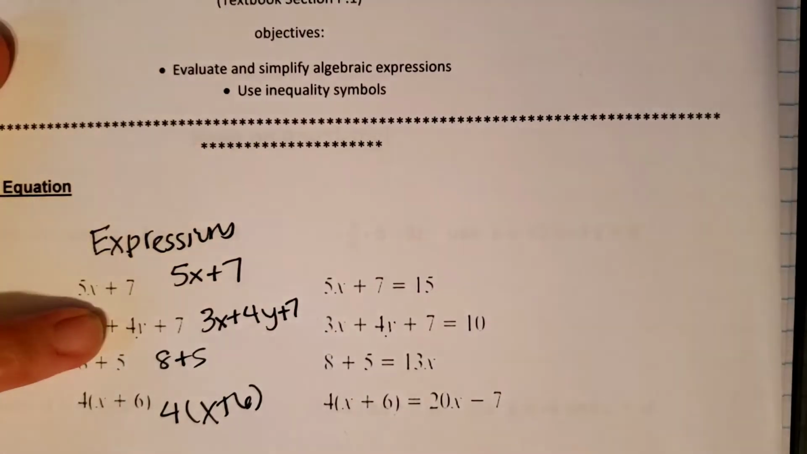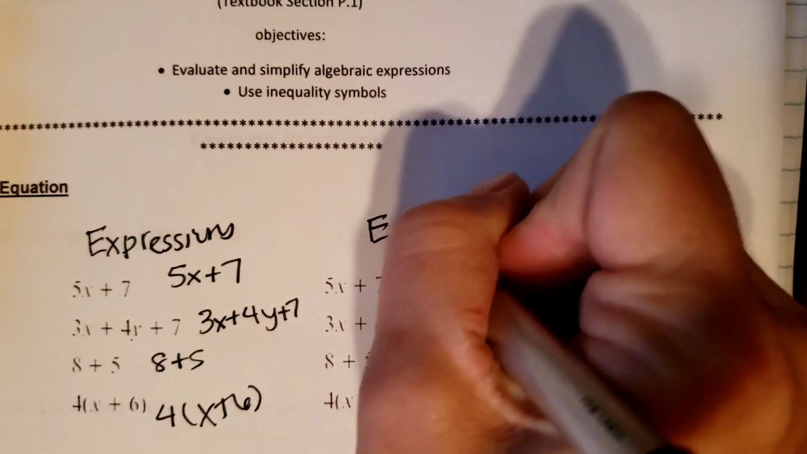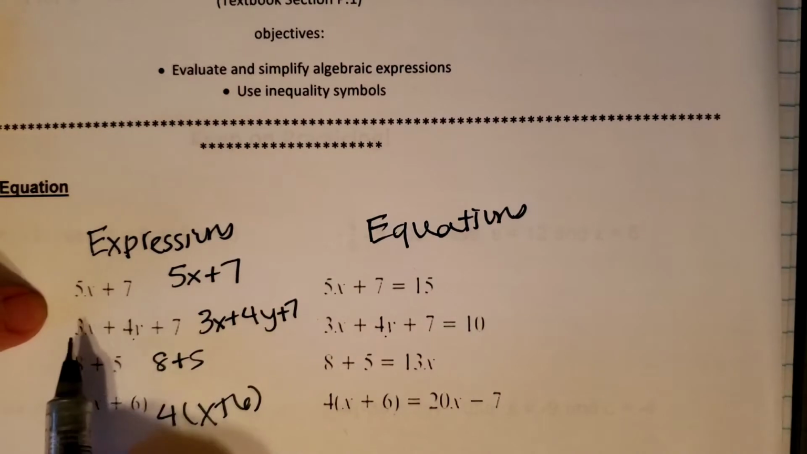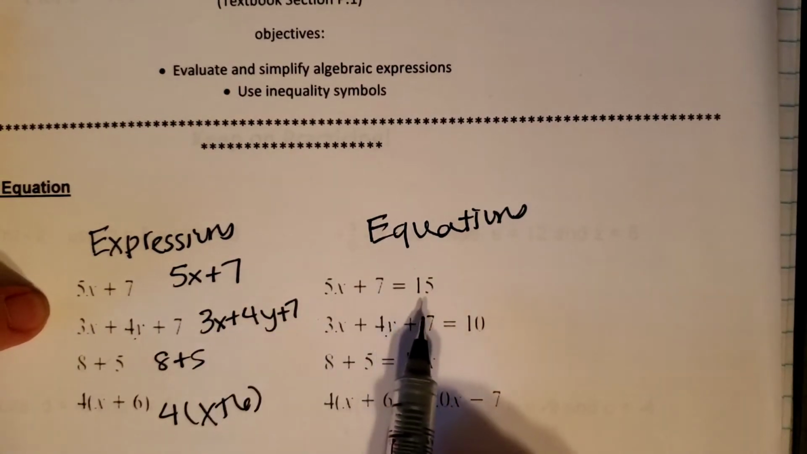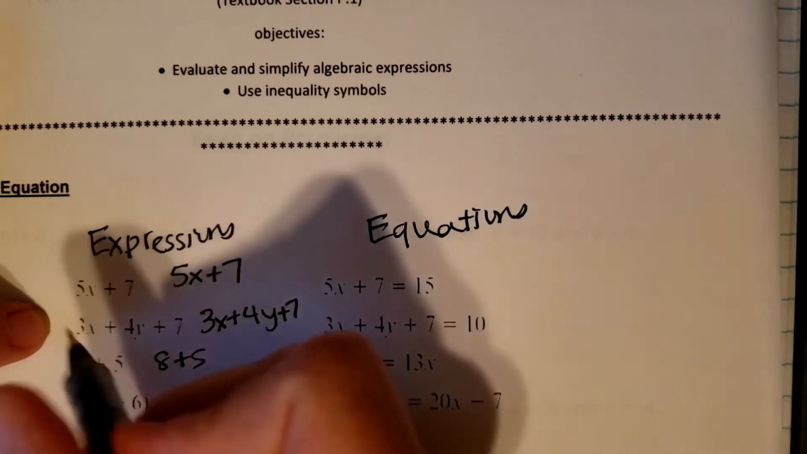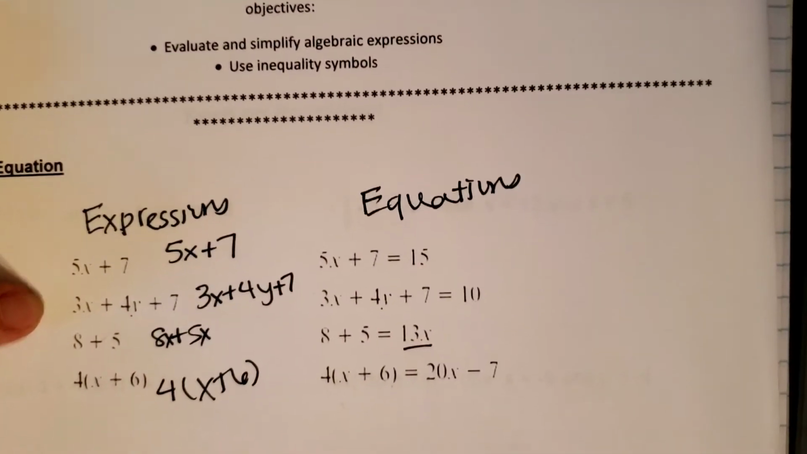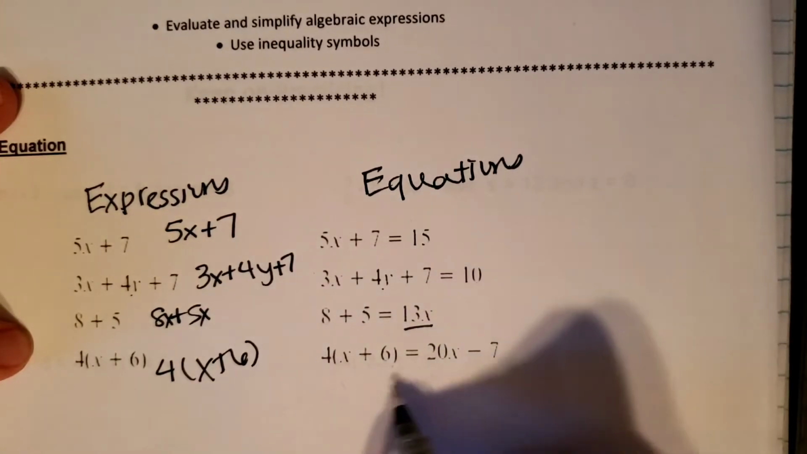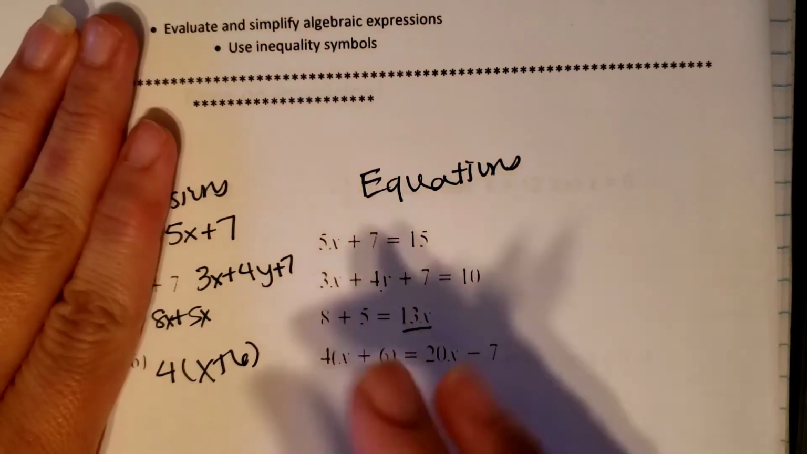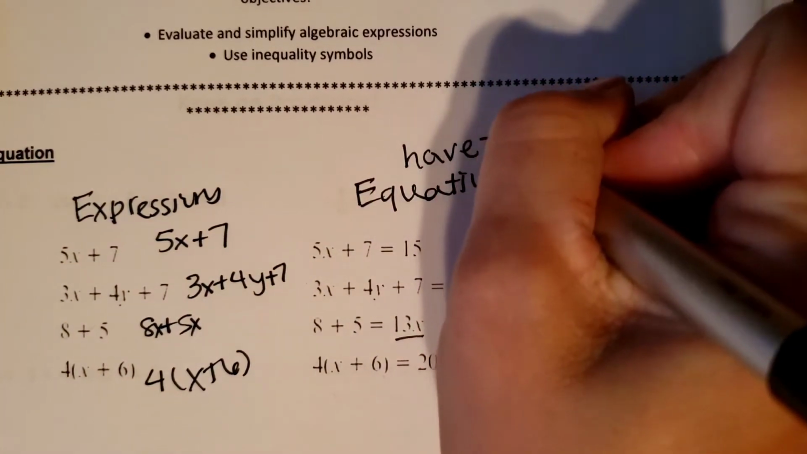These guys on the right-hand side here are equations. They have got equal signs, so that makes them equations. So they took what was on the left and set it equal to 15, set it equal to 10. So these guys must have an x with them. It must have been 8x plus 5x because they're getting 13x there. And then here they set it equal to 20x minus 7, it looks like. So the difference between expressions and equations is your equations are going to have equal signs.